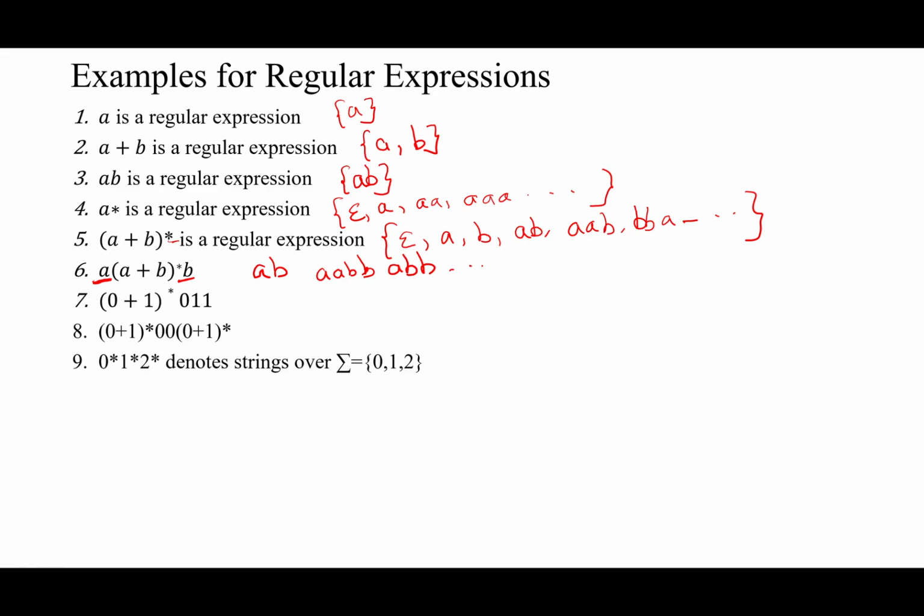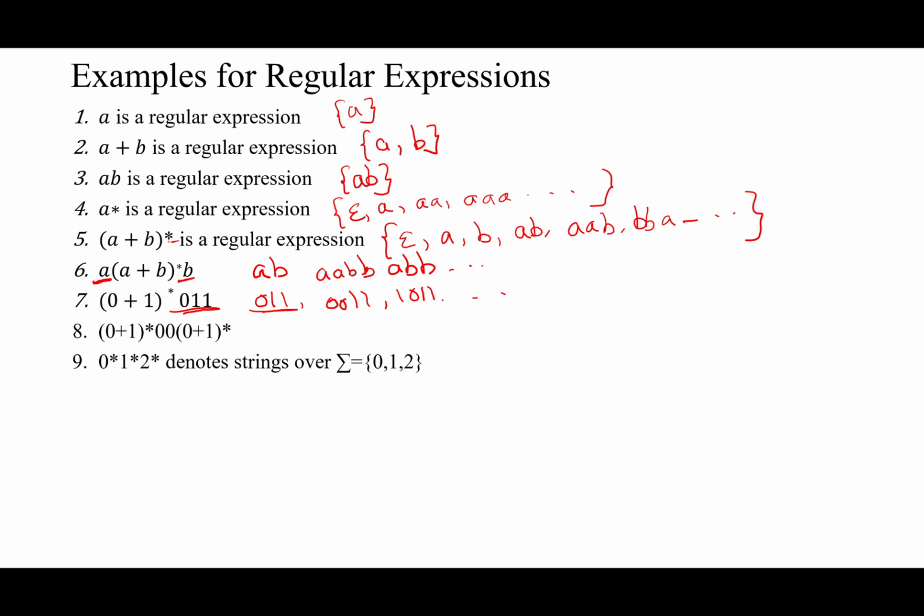Then (0 plus 1) the whole star, 0, 1, 1. It is denoting all the binary strings over sigma 0, 1 that end with 0, 1, 1. So this 011 is the shortest string. Other than that, you can have 0011, then 1011, and so on.